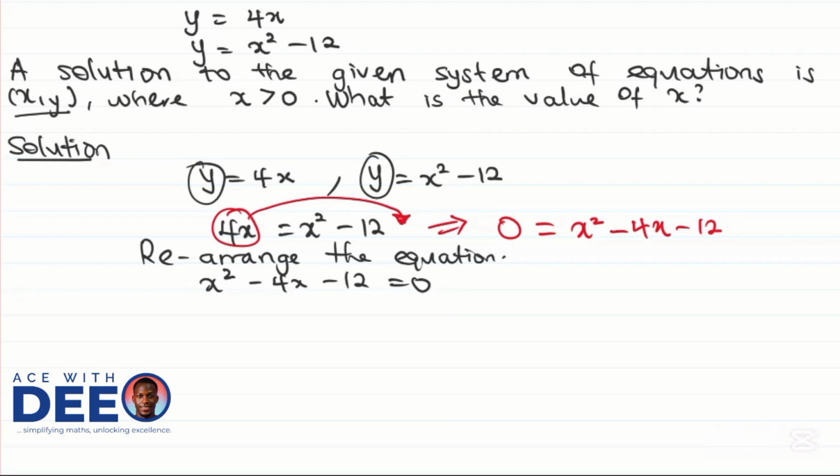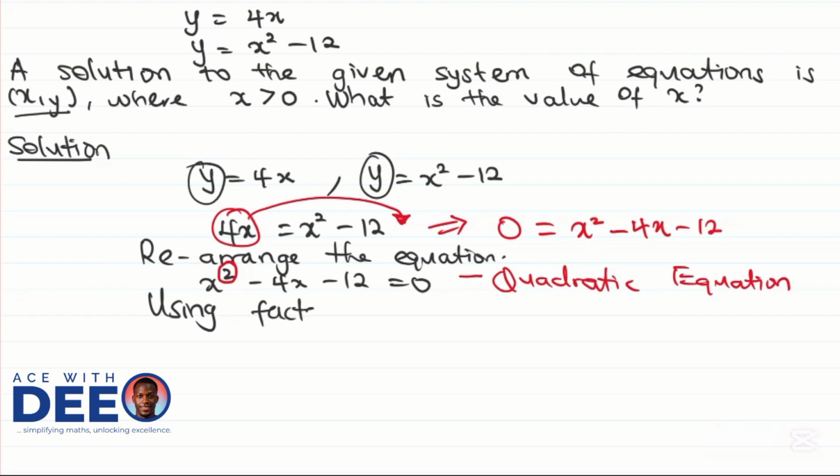So this right here is called a quadratic equation. This is a quadratic equation because the highest power of the unknown is 2, which is what I have here. And when we have quadratic equations, we can solve using factorization, completing the square, the general formula, or the graphical method. Those are the four methods of solving a quadratic equation. But in this case, I'm going to be using the factorization method. So how do I use the factorization method?